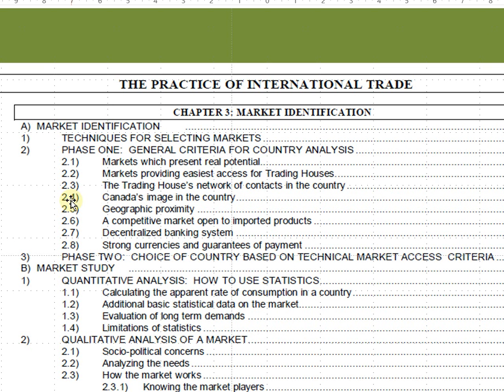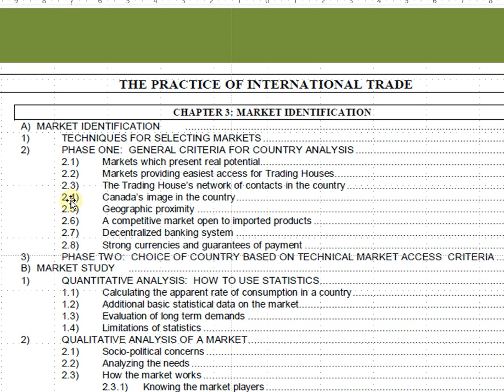Okay, and the competitive market open to imported product. This is just a subject and titles of each part or chapter. But once we go into this in detail, we will see all the detailed content regarding this title. So you don't have to worry about it now. Once you're scanning the subject, you don't have to be scared about that.